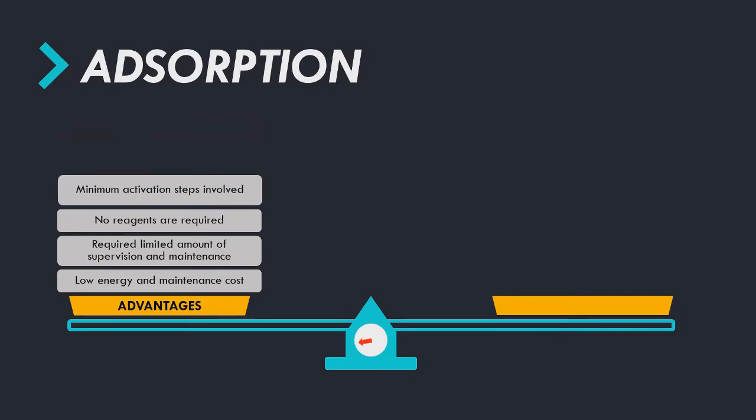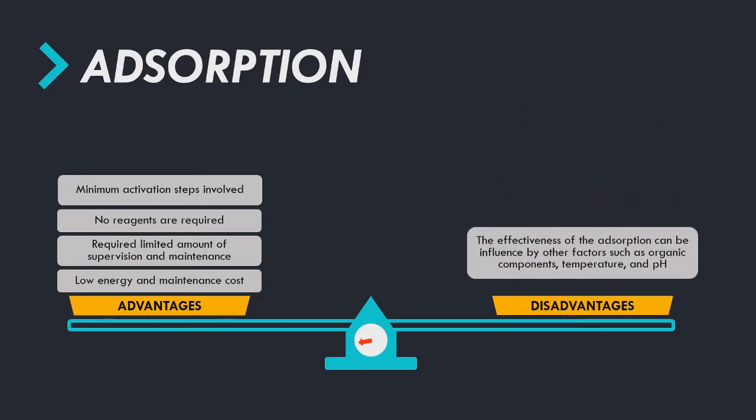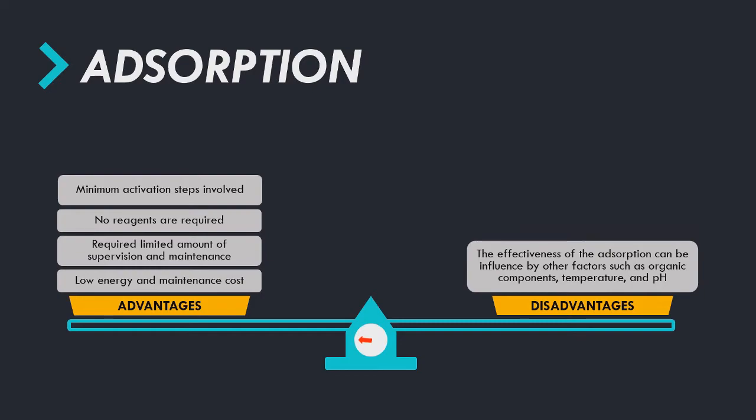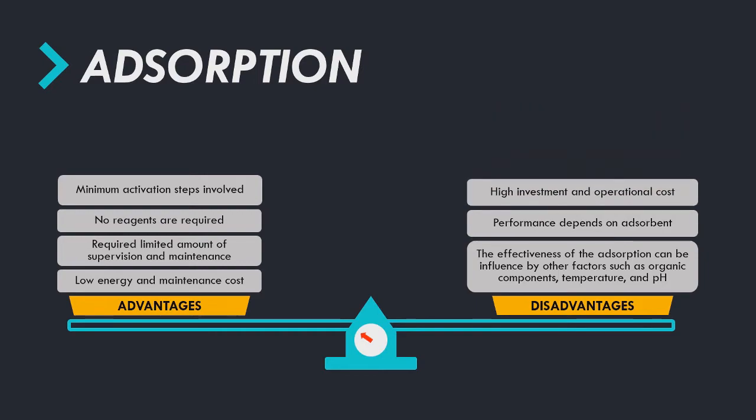There are a few disadvantages also. The first one is that the concentration of the substance to be removed, the presence of other organic components, temperature, pH, and the setup design will influence the effectiveness of the adsorption process. The second one is that the performance depends on the adsorbent. This is because other than activated carbon, the other adsorbents are used for relatively low concentrations and are more specific. Lastly, it has high investment and operational costs.